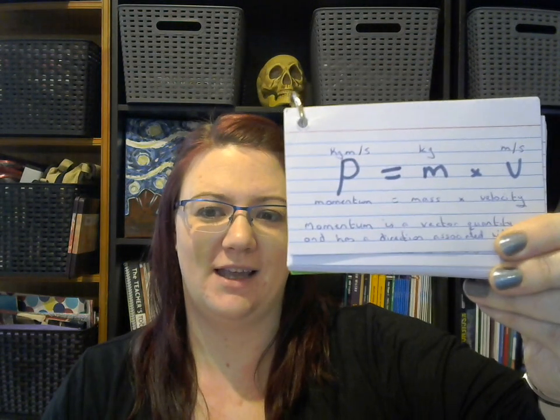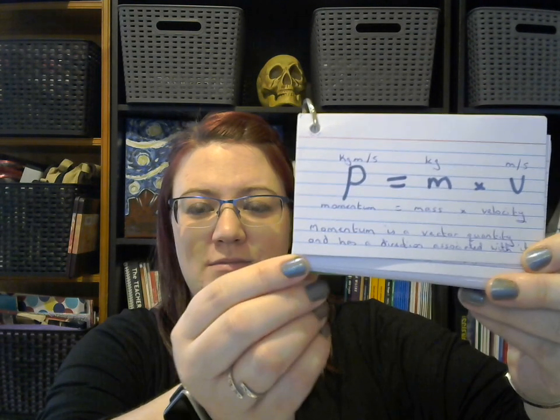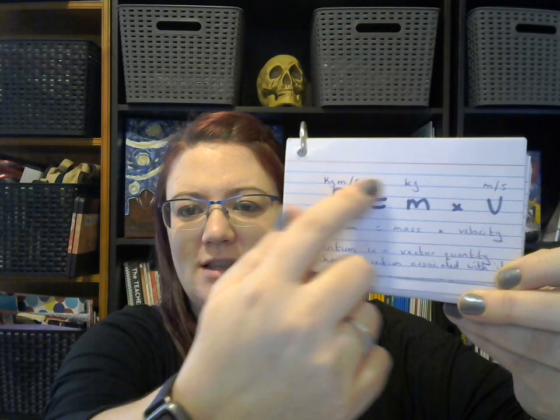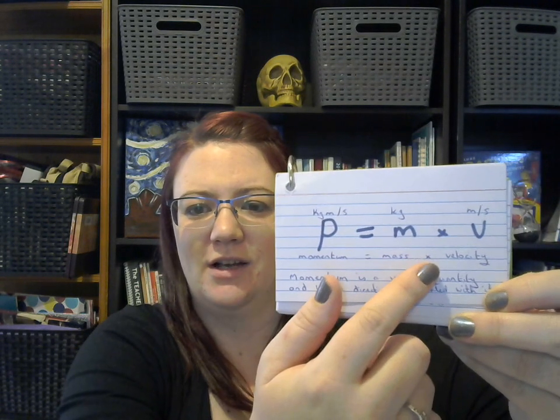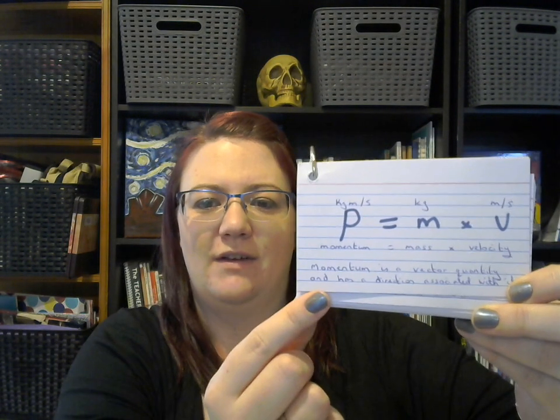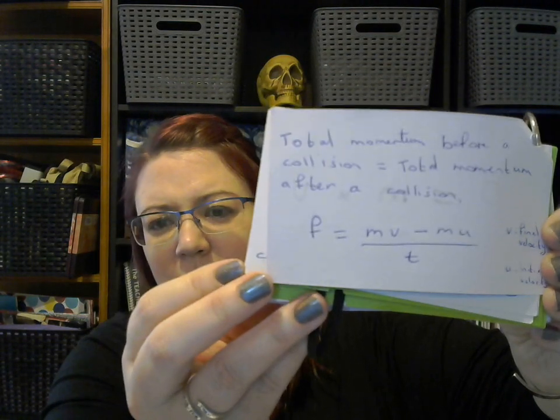So for physics equations, I would recommend making something like this. This is the equation for momentum. I've given the units at the top for each thing. I've given the symbols and then the word version down here. And I've got a little bit of information about how to use this equation at the bottom. So I've got a definition on there. And on the back, I have the linked equation for total momentum.